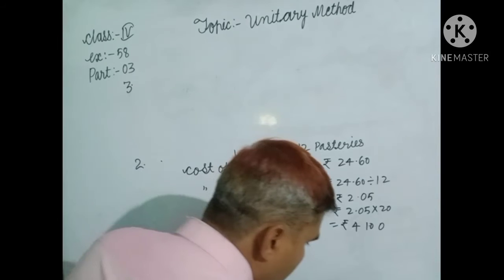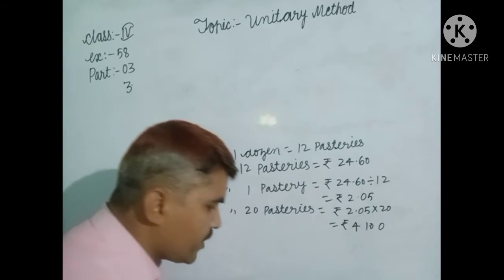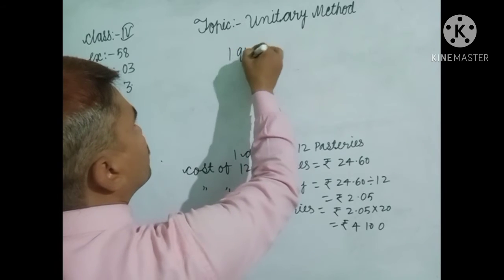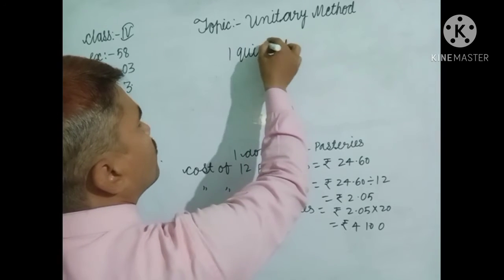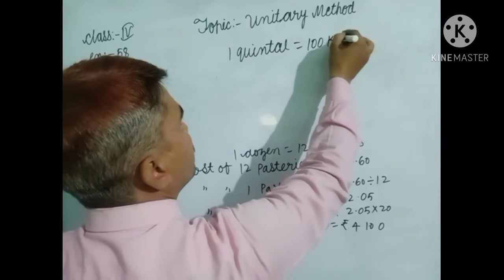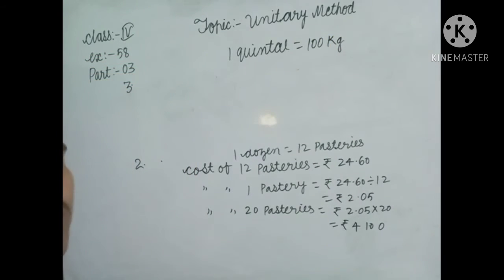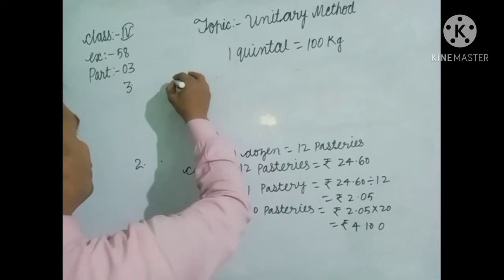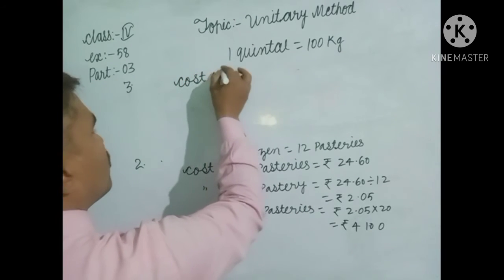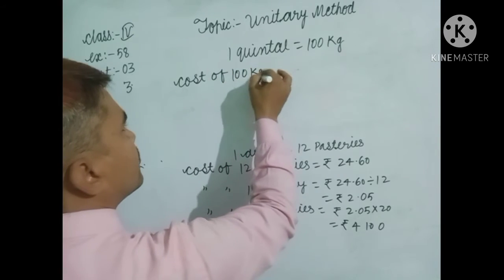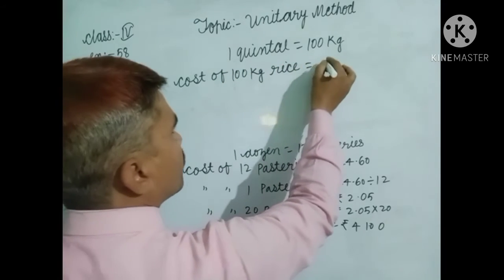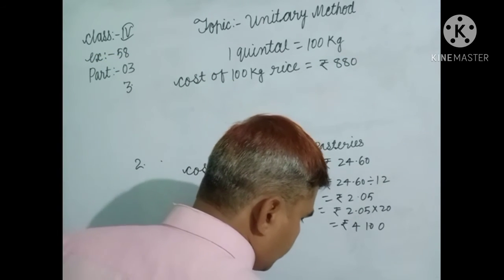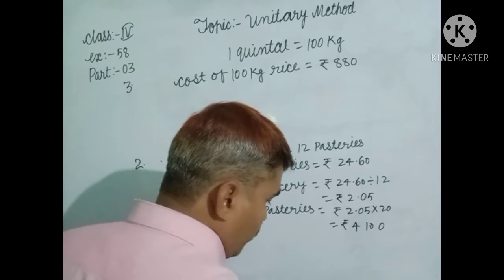Third question: 1 quintal of rice costs Rs 880. So dear students, first of all 1 quintal is equal to 100 kg. Remember how many kilograms in 1 quintal? 100 kg. So the cost of 100 kg rice is equal to rupees 880. No problem, no doubts. Find out the cost of 20 kg rice.